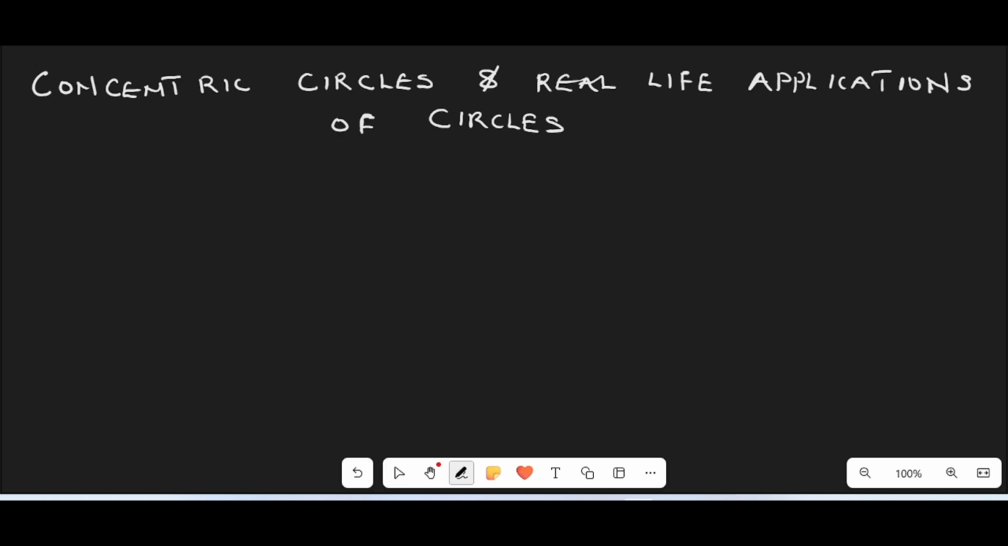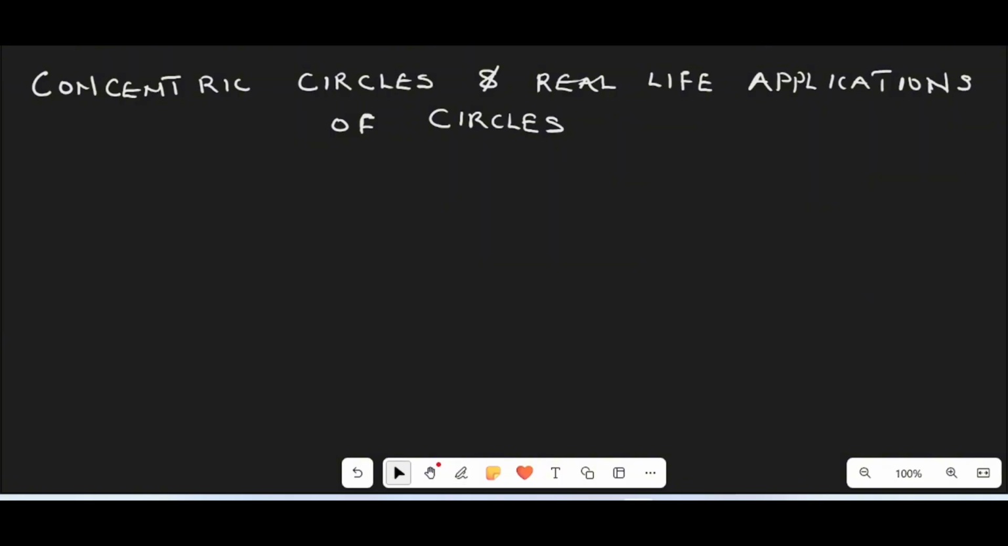Have you seen a dartboard, ripples in water, or the rings inside a tree trunk? What do they all have in common? They are made of concentric circles. In today's lesson, we learn what concentric circles are, their properties, formulas, solved examples, and some exciting real-life applications.